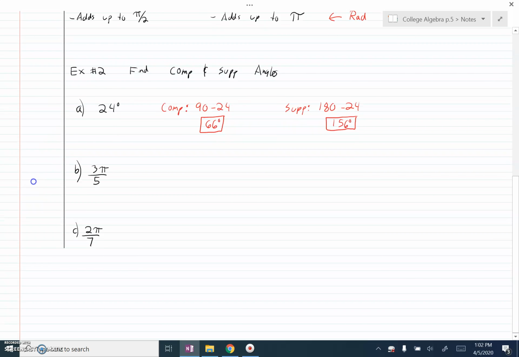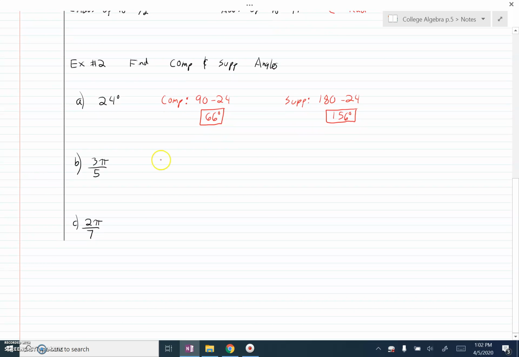On B and C, you'll notice I put radians questions on here. So we're looking for pi and pi over 2 now instead. So B is kind of a trick question, because if we're looking for complementary for radians, we're looking for them to add up to pi over 2.